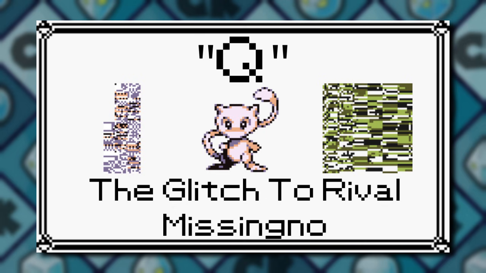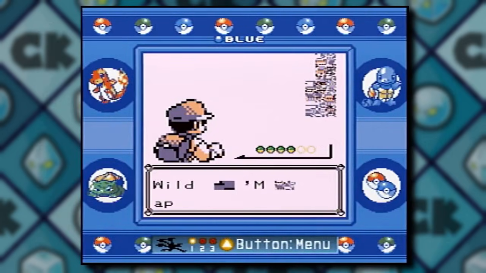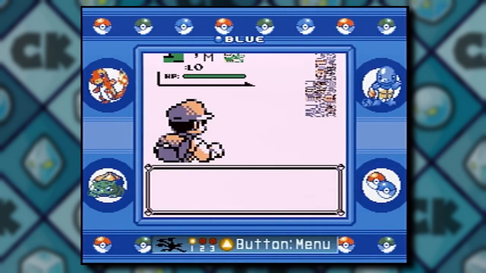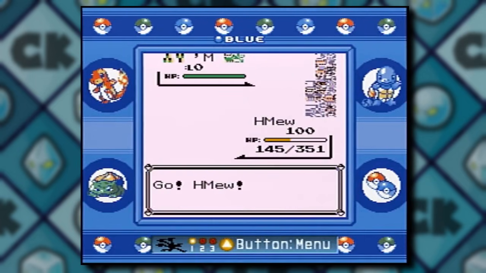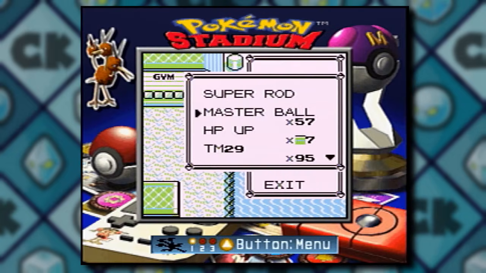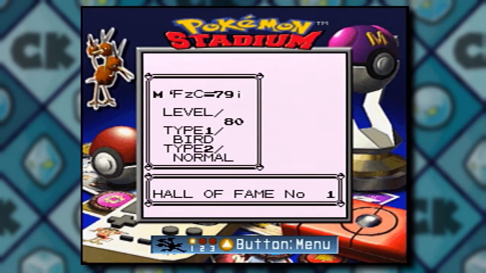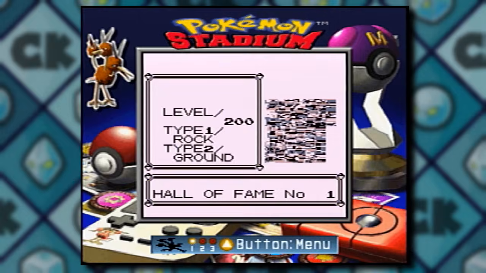In my first big video for the Q glitch, I accidentally conflated M and Missing No, implying that they were the same Pokemon. That's definitely not the case, and while there are some similarities between the two, these similarities come from the fact that both Glitchmon use Pokedex ID 000. This is why both can be used for the item duplication glitch, and it's also responsible for inserting junk data into the Hall of Fame.